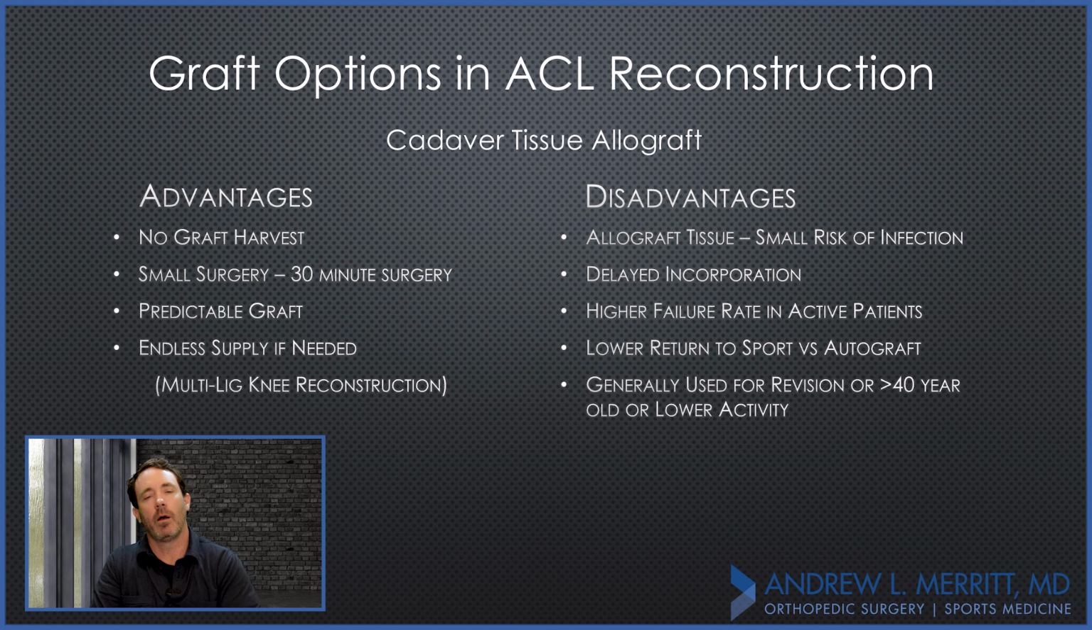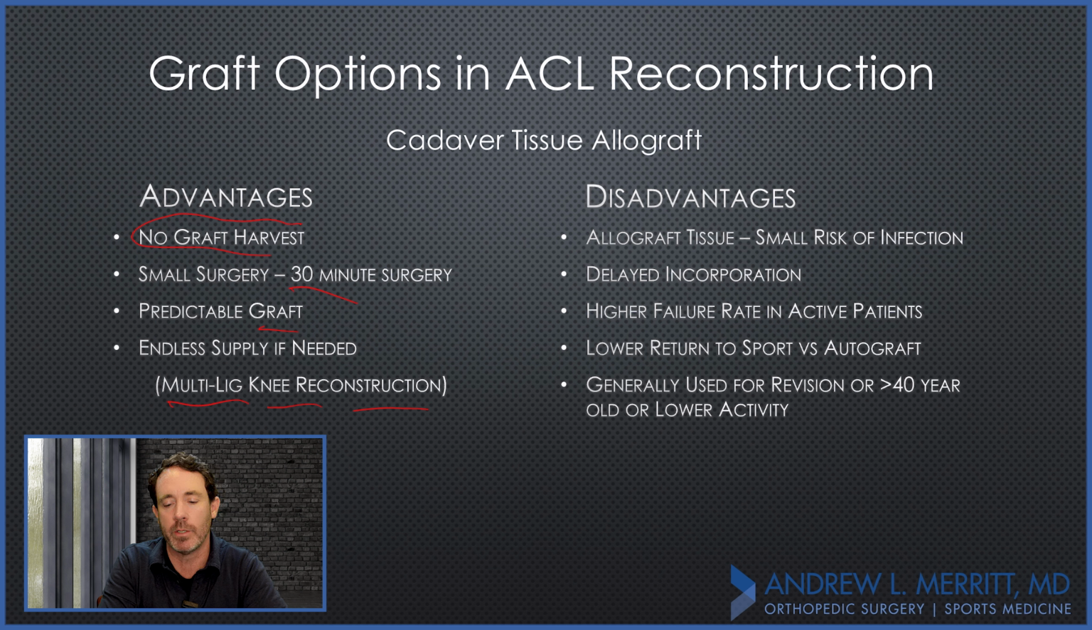Cadaver tissue, obvious. If this graft was as good as the others strength-wise, no brainer. Let's use it, but it's not, because it has such good advantages. No graft harvest. We don't take anything else from your body. Very tiny surgery, 30-minute surgery. Predictable graft size, because we get to pick the size of the graft from the tissue freezer where we hold these. We have endless supply. We can use many of them, especially where it comes into a multi-ligament reconstruction. These are the people that tear their ACL, PCL, LCL, many ligaments around the knee. We run out of tissue if we're trying to use your own tissue, and so generally we start going to cadaver tissue.